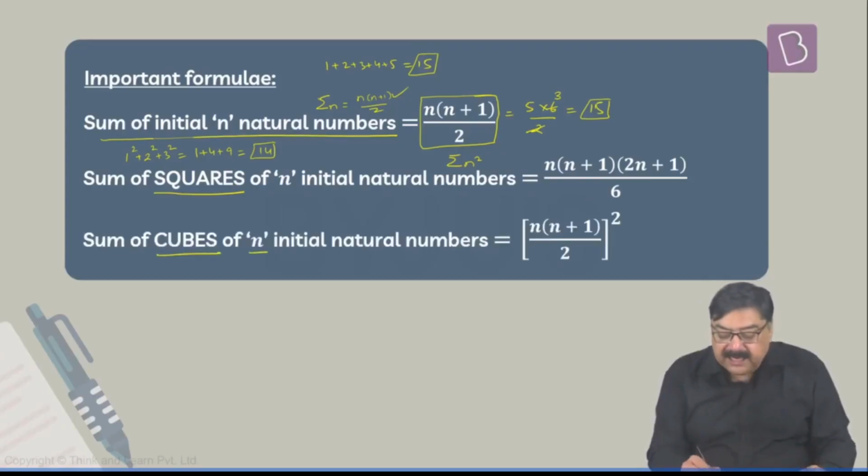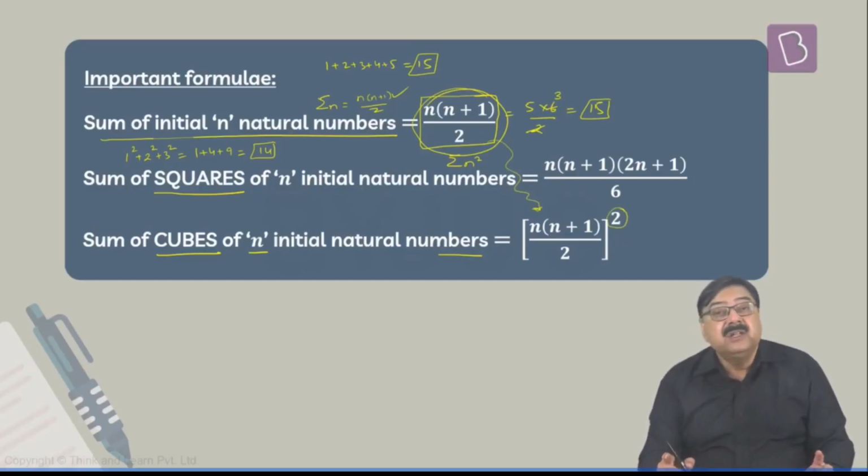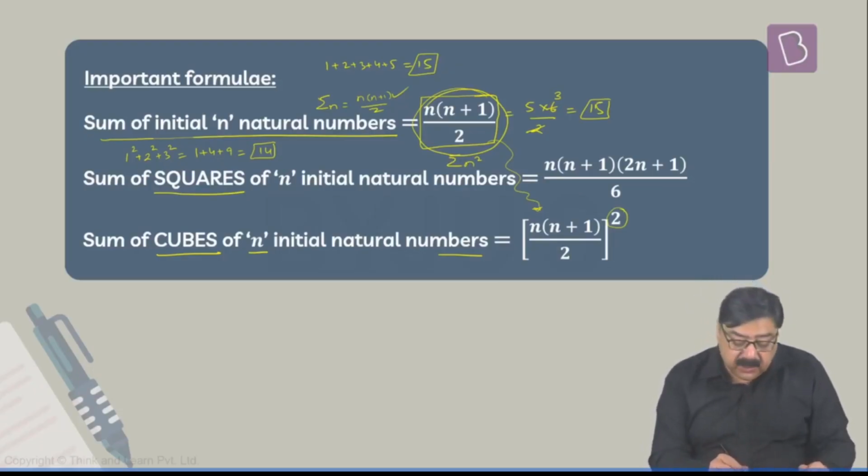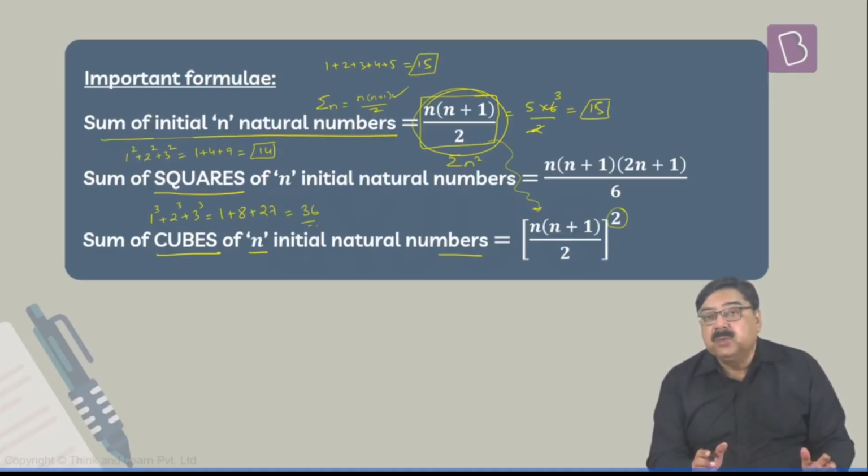Now, sum of cubes of n initial natural numbers is n into n plus 1 by 2. This formula has been included here, but this time we will take its square to find out the sum of cubes of initial natural numbers. So if I ask you the sum of cubes of first 3 natural numbers, it will be quite simple. 1 cube plus 2 cube plus 3 cube, that is 1 plus 8 plus 27, which is 36. But what about finding out the sum of cubes of initial 10 natural numbers?